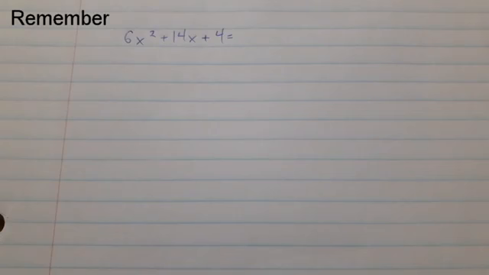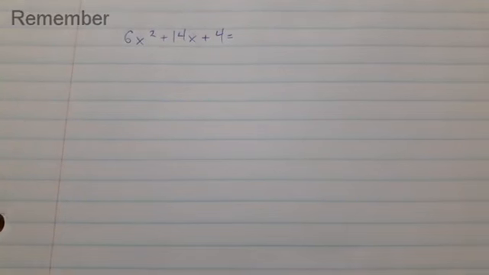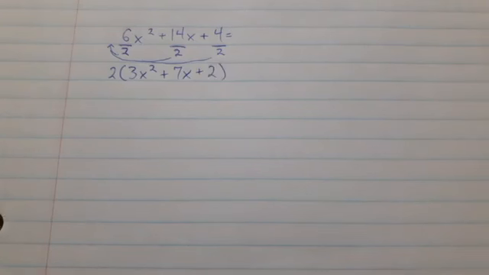If we remember to look for a GCF, we see that we can divide each of our terms by 2. When we divide that 2 out front, we get 2 times 6x squared divided by 2 is 3x squared, 14x divided by 2 is 7x, and 4 divided by 2 is 2. At this point, we're done with the GCF. This 2 cannot be factored anymore, so I'm going to write it on our answer line. Our final answer will be 2 times something.